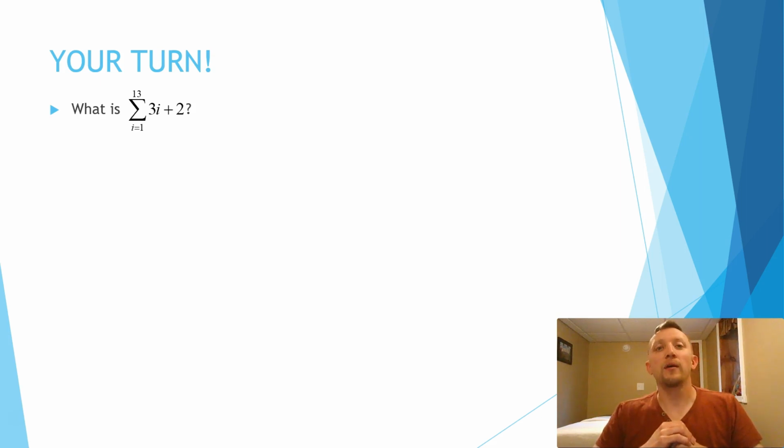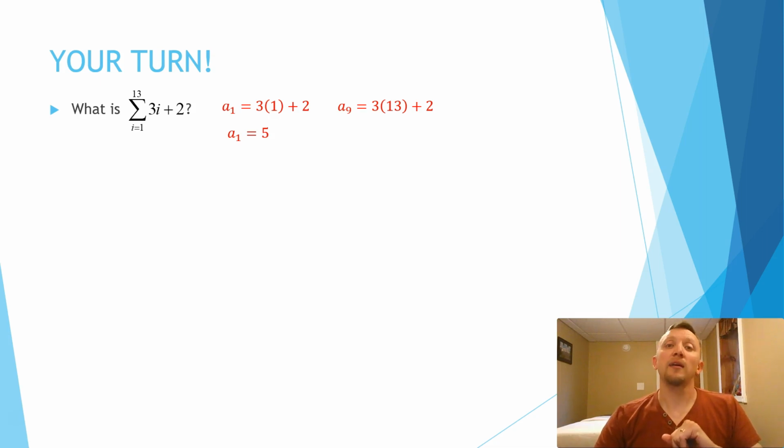How'd you do? All right, let's check. You should have recognized that to find the first term, we would put 1 in there for i, so 3 times 1 is 3, plus 2 is 5. So our first term would be 5. To find the last term, we would find essentially the 13th term, so we would put 13 in for i. 3 times 13 would be 39, and 39 plus 2 would be 41. So that would be the last term. It says a sub 9, it should be a sub 13, sorry, my bad. But the 13th term would be 41.